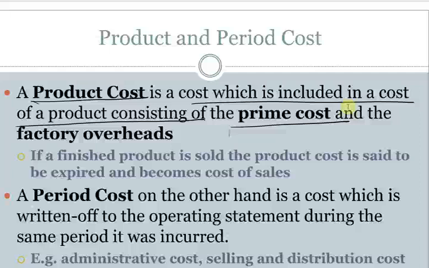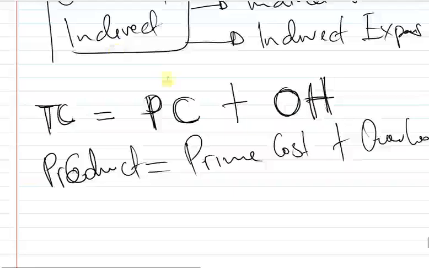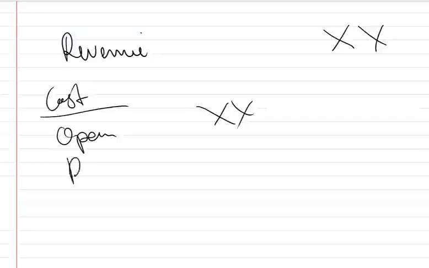If you don't sell them, they won't be included as a cost in the financial statement. If you sell them, they are said to be expired. When they expire, they can be included as a cost of sales. That's why when we are doing our accounting, we put revenue here. So we go to cost of sales. We start with opening inventory, we put purchases there, and at the end, we less closing inventory.